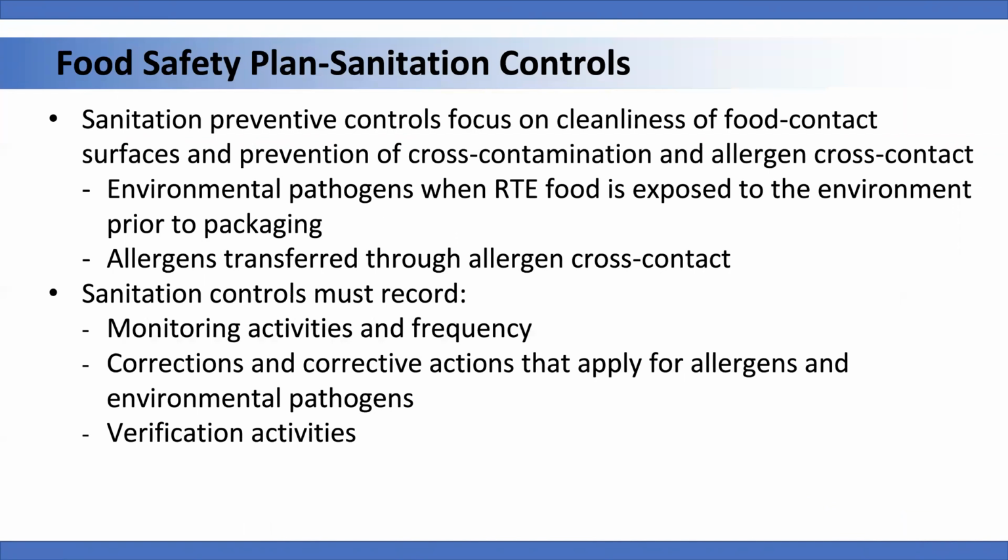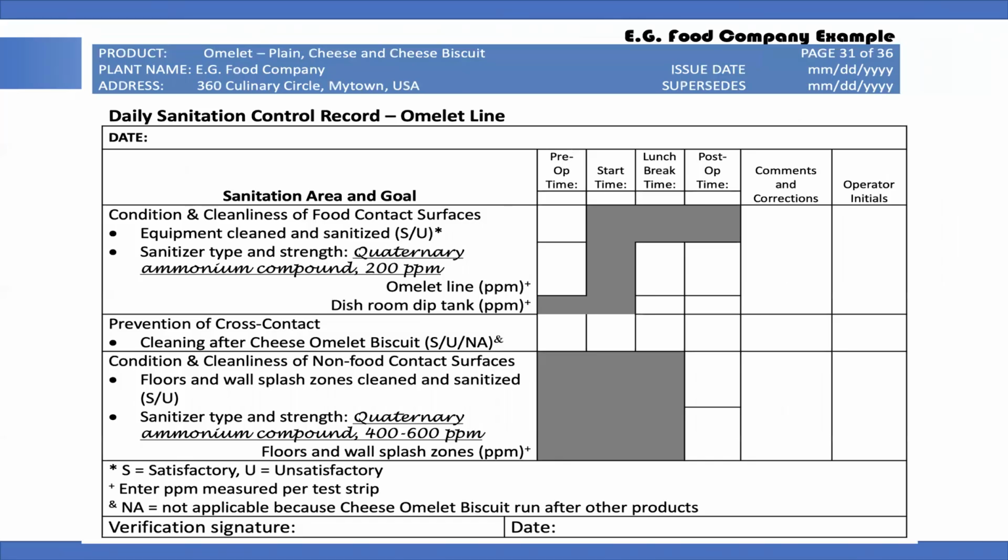In general, sanitation control is to clean and sanitize food contact surfaces to prevent microbial contamination and allergen cross-contact. For example, environmental pathogens can contaminate ready-to-eat food before packaging, or allergens can be transferred to other allergen-free products by uncleaned surfaces. So sanitation control must record monitoring, corrective actions, and verification related to sanitation. This is the daily sanitation control record to control allergens. The area to be sanitized, goals, sanitation schedule, comment or correction taken, and the operator must be provided.